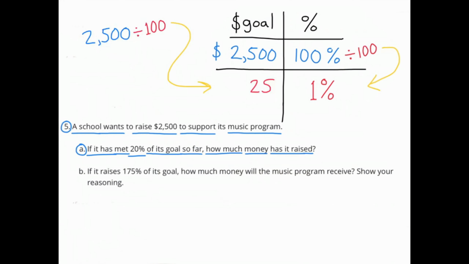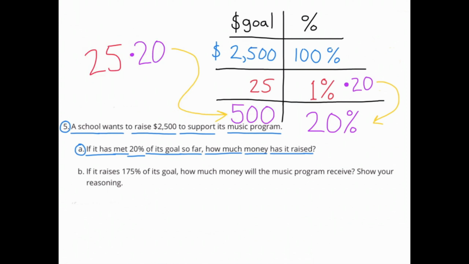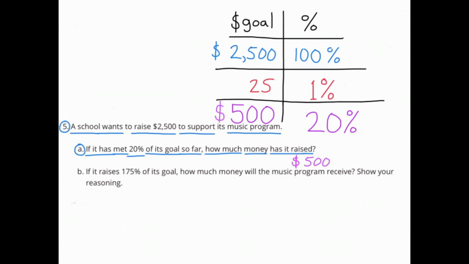And since I divided the right column by 100, I have to divide the left-hand column by 100. 2,500 divided by 100 equals 25. So 1% of the goal would be $25. If they met 20% of their goal, we could figure out the dollar amount now by multiplying 1% times 20. 1% times 20 equals 20%. Now we need to multiply 25 times 20, and 25 times 20 is 500. So 20% of the goal would be $500. If they met 20% of their goal so far, then they would have raised $500 so far.